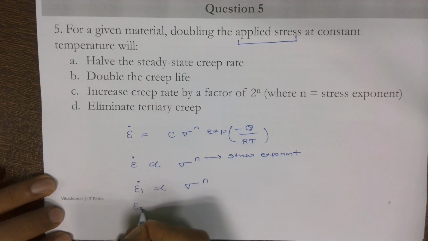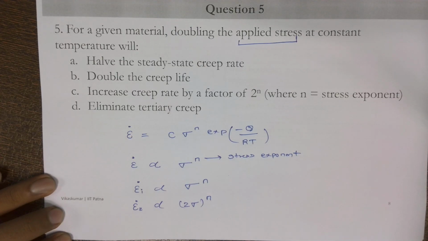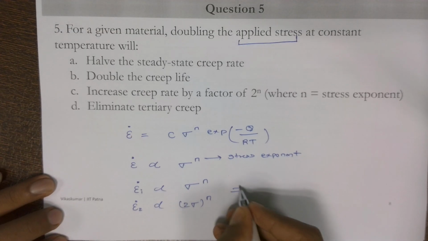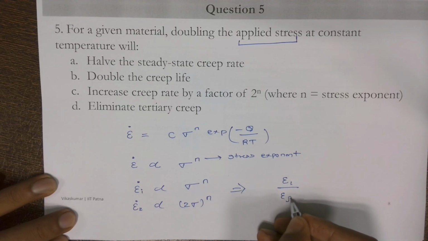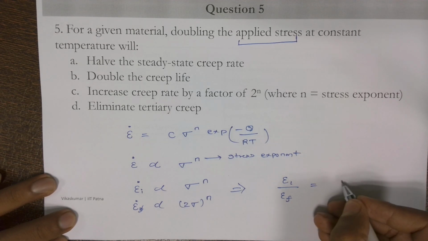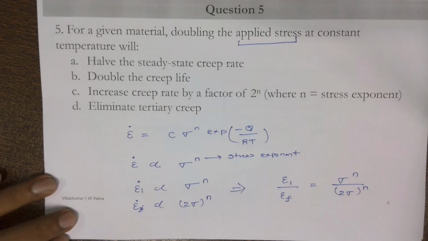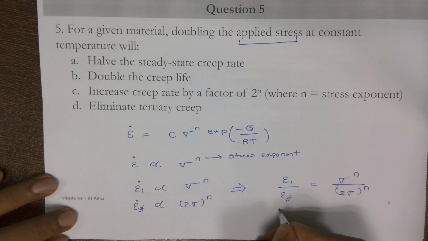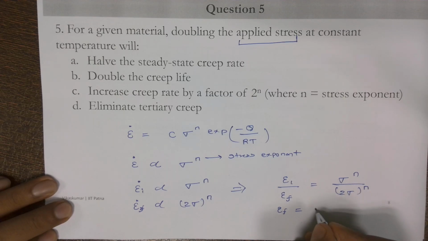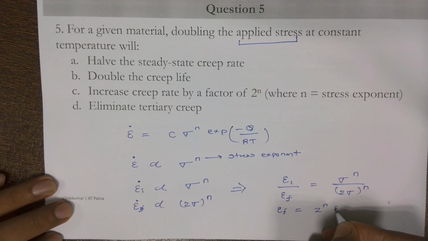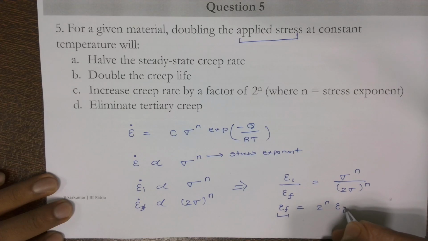The second one, now we doubled the stress, right? Instead of sigma, now it is 2 times sigma. Now what is going to happen to the strain rate? We can find from here. We can divide initial by final. It will be equal to sigma to the power of n divided by 2 times sigma, the whole to the power of n again. So from here we can find that the strain rate final will be equal to 2 to the power n times the strain rate initial.